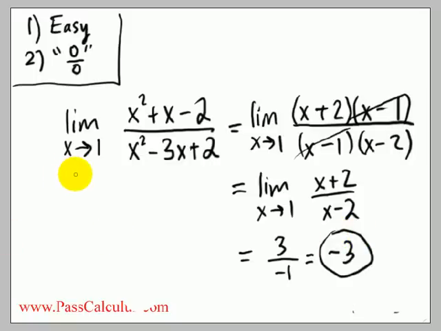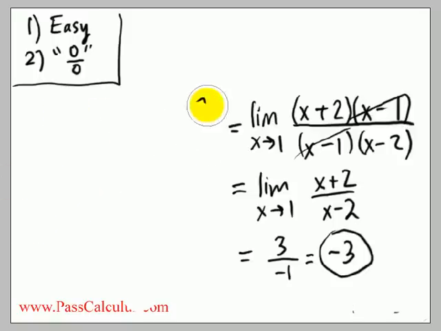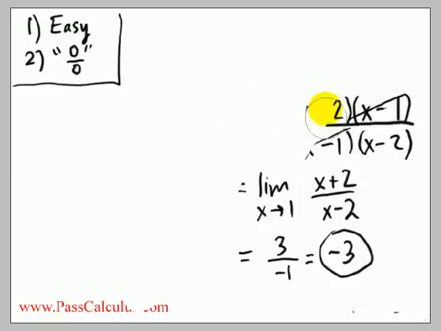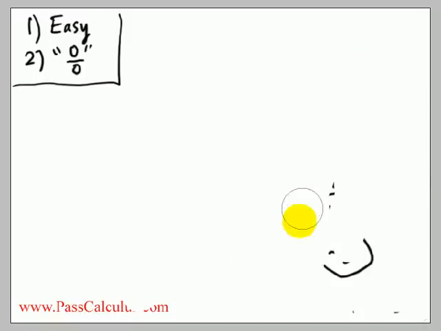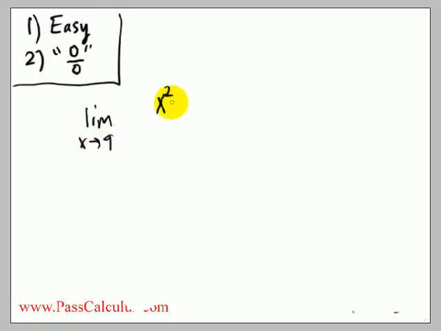Let's throw another one at you. How about something like this? The thing about limits is you have to be ready for any style of limit that's presented to you. And really the only way to get good at that is just to practice. So, the limit as x goes to 9 of x squared minus 81 over root x minus 3.